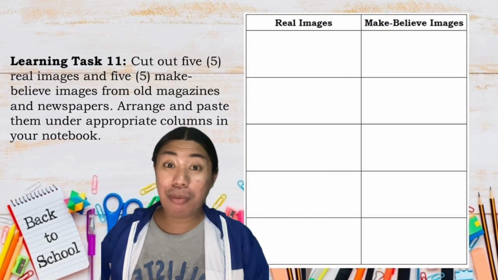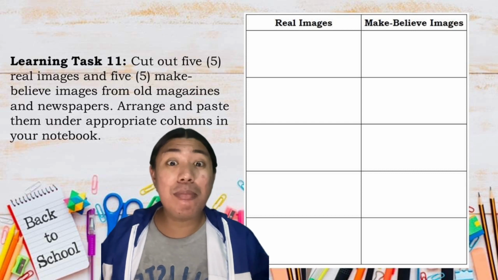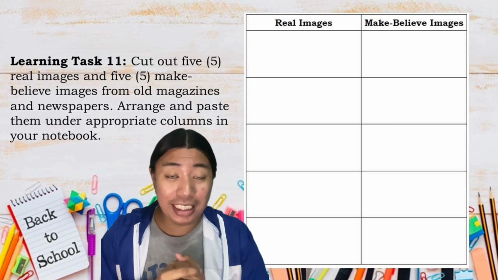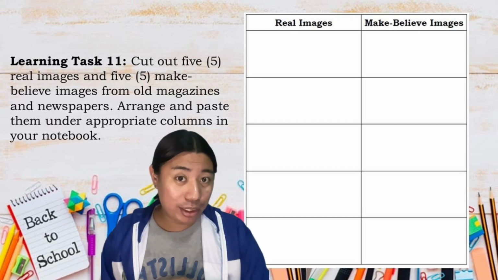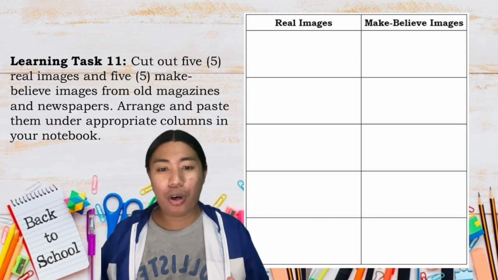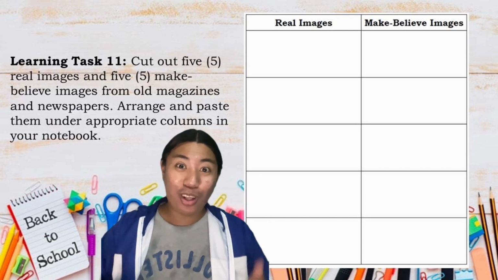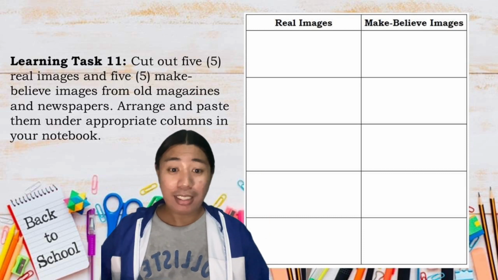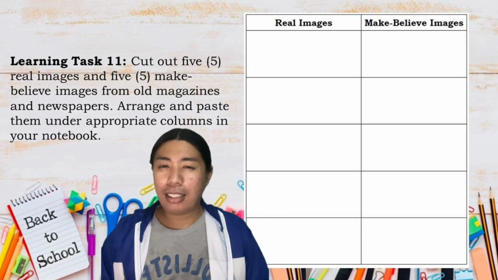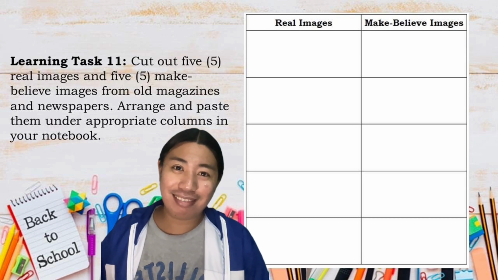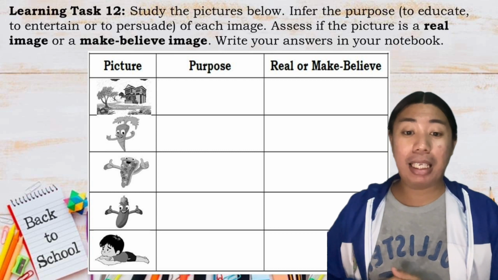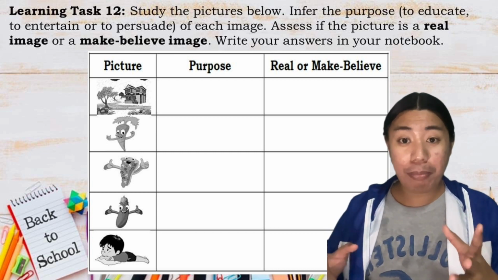Okay? So from drawing, ang learning task number 11 is more on cutting. So maghanap kayo ng mga hindi na ginagamit na magazine or books and then cut it out. Huwag nyong gamitin ang books na binigay ni teacher. Yung mga lumang aklat nyo or mga books nyo or mga stickers nyo. Tapos i-cut nyo yan at ilagay sa column ng real image kung totoo. Tapos for make-believe, ilagay nyo rin yung 5 na may kinalaman sa mga larawan na hindi talaga nangyayari sa totoong buhay.